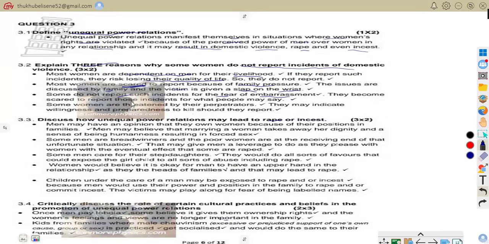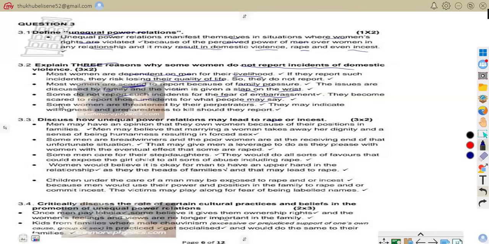Some do not report such incidents for fear of embarrassment. They become scared to report for what people may say. So they are ashamed, or we can talk of embarrassment, fear of judgment. For example, community gossip, feeling ashamed.